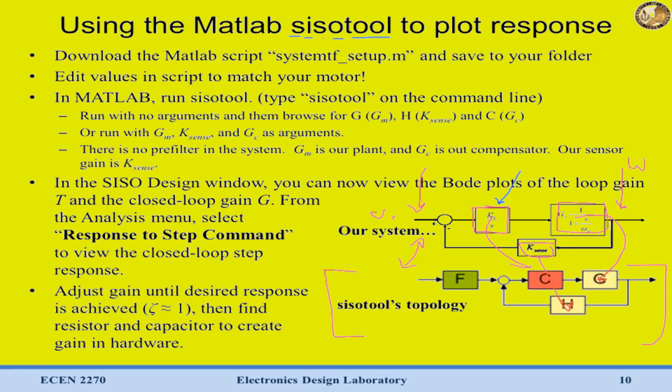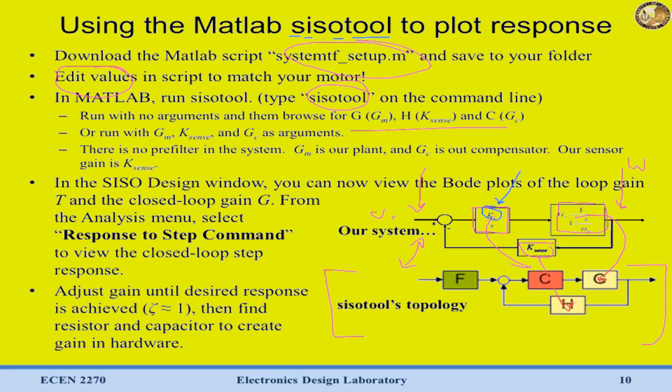We've provided a script online. It's called systemtfsetup.m. So just save that into some folder, edit the values to make sure they're the same ones that you used with your motor, and then type SISO tool and import your parameters. If you want to, you can additionally simply solve for what k sub I gives you zeta equal to 1 using the equation for zeta on previous slides. You can do that and compare what k sub I's you get from each of these two systems. They should be about the same.